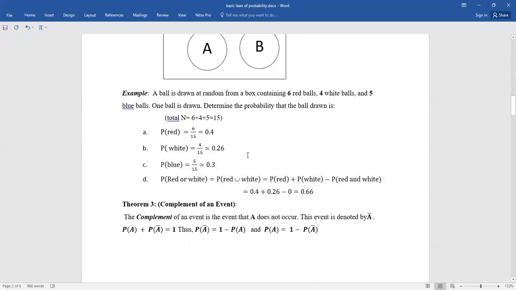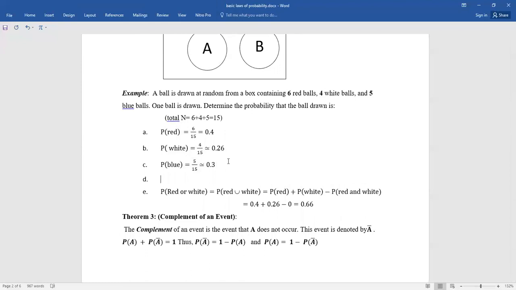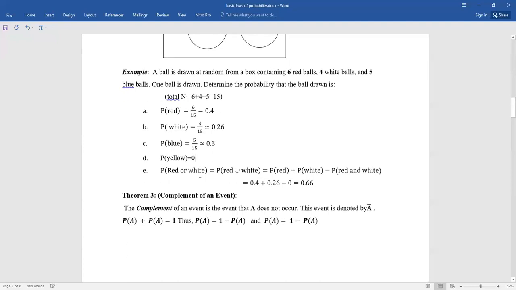So if the question is a yellow ball, there is no yellow ball. Okay. So if I give the question, the ball is yellow, probability of a yellow ball. Because there is no yellow ball in the box, the probability will be 0. Remember that something impossible in probability will be 0, and something certain, 100% chance, will be 1. So something impossible, not in the given, will be 0. Remember that.